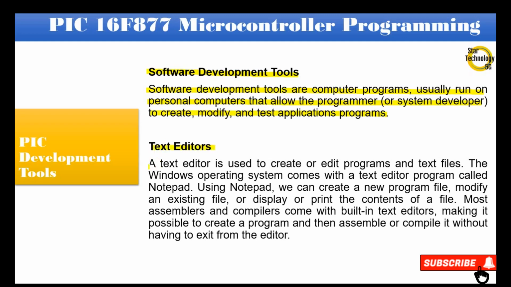Text editors. A text editor is used to create or edit programs and text files. The Windows operating system comes with a text editor program called Notepad. Using Notepad, we can create a new program file, modify an existing file, or display or print the contents of a file. Most assemblers and compilers come with built-in text editors, making it possible to create a program and then assemble or compile it without having to exit from the editor.